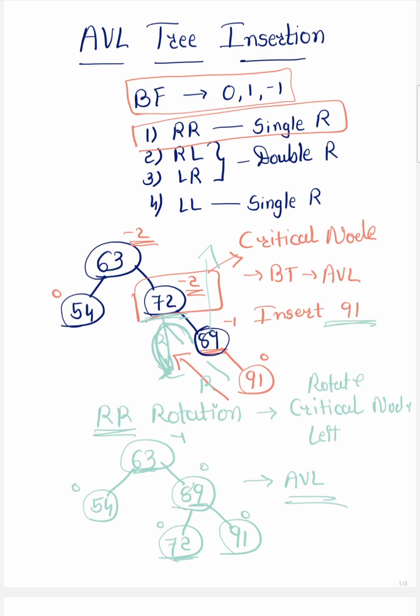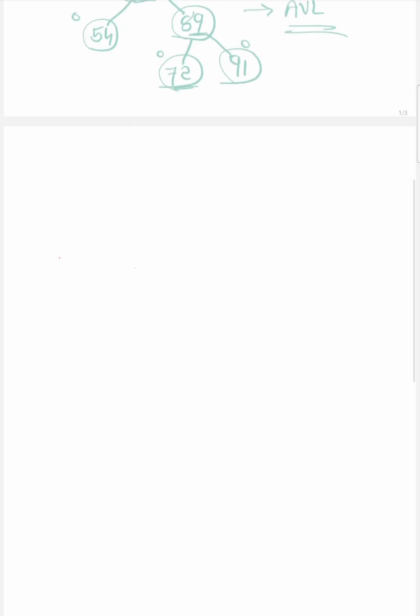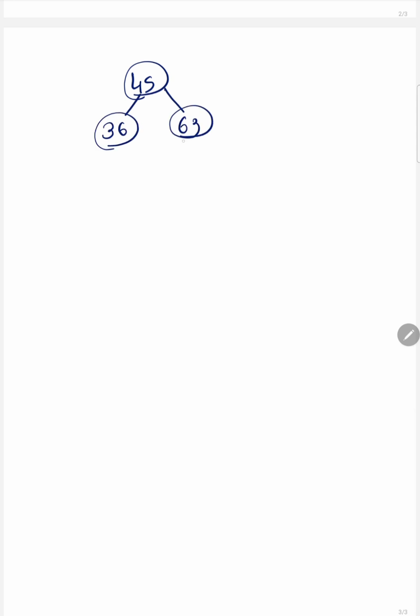So let me take one more example of this RR rotation. Suppose I have this 45, then 36, 63, 54 and 72. If you check the balance factor here, for 72 it's a 0, 54 it's a 0, 63 it's a 0, 36 it's a 0, for 45 it's 1 minus 2, so it's minus 1 over here. So right now it's balanced.